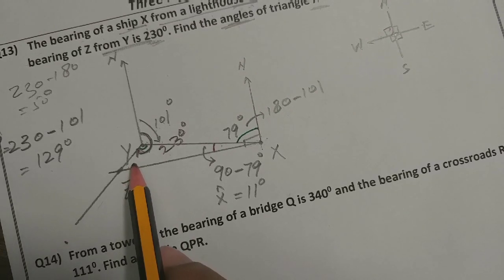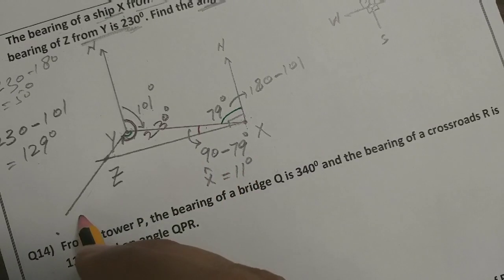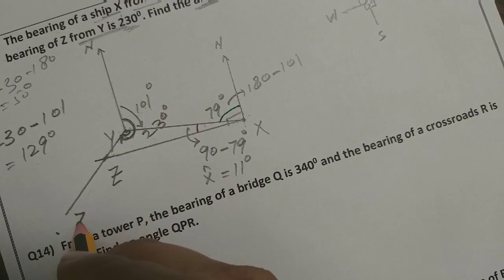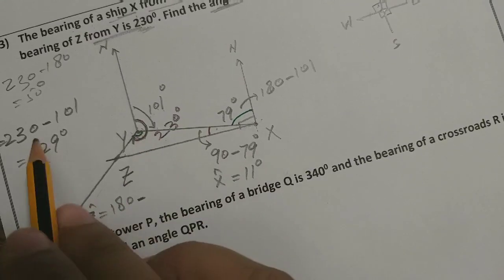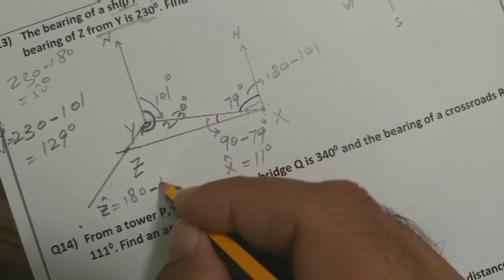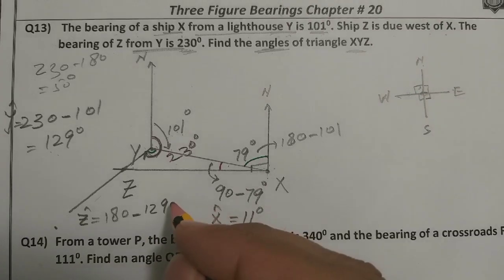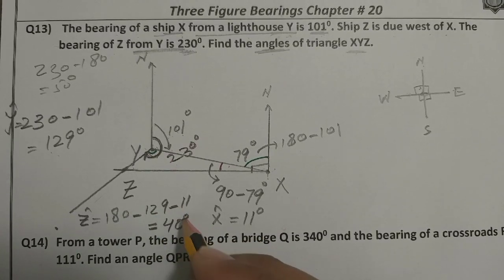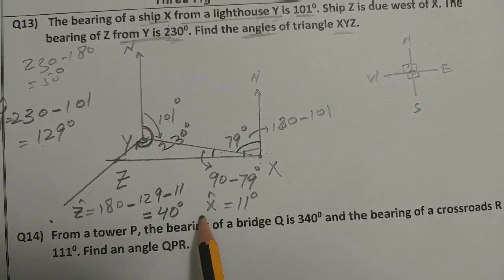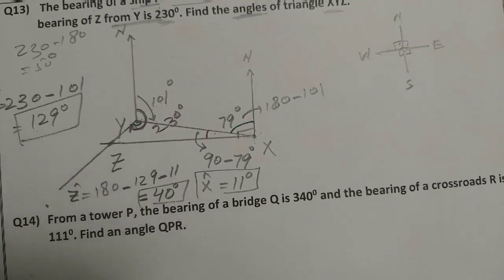So only one angle is left, which is angle Z. We know that the total of angles in a triangle adds up to 180. So we can find angle Z, which is equal to 180 minus all the angles. This angle is 129 and this angle is 11. If we add, it becomes 140, and subtracting gives 40 degrees. I hope you have the answer for this question also. So this is 40 degrees, and this is 129, which is angle Y.